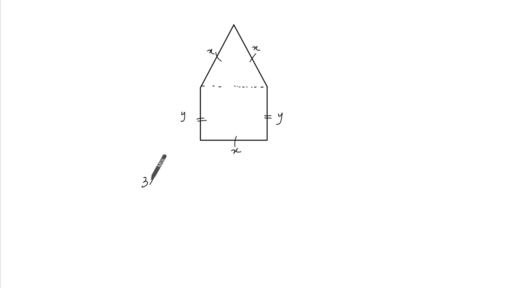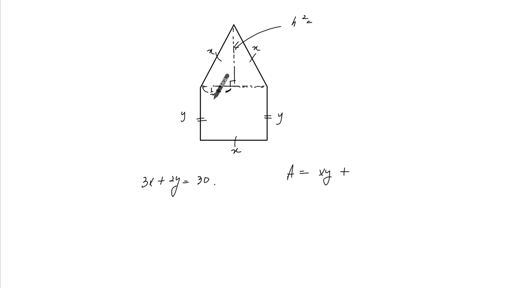So we have, first of all, 3x plus 2y is equal to 30. Now, for the expression for the area, first of all, this bottom part is xy. This is a little bit tricky part. The area of this equilateral triangle: if this is x, this will be half of x. So this height is what we need.